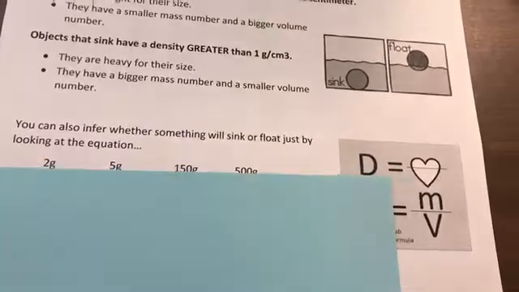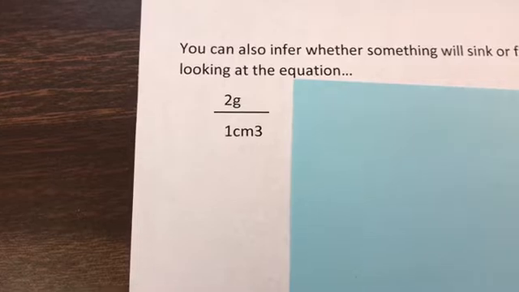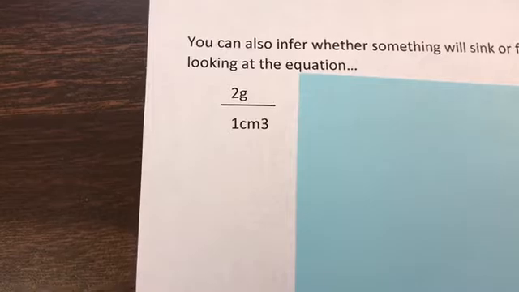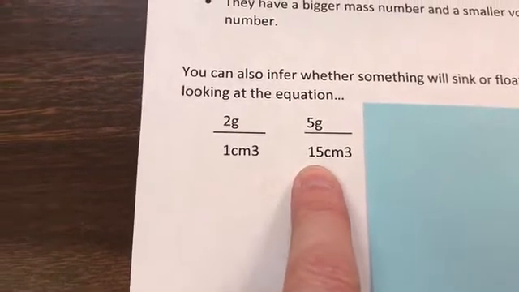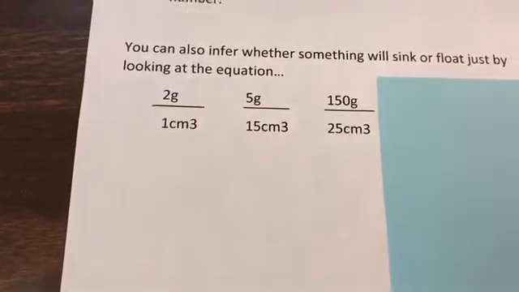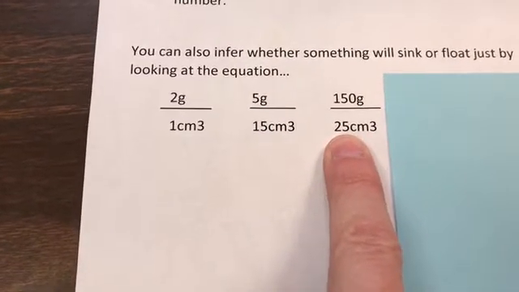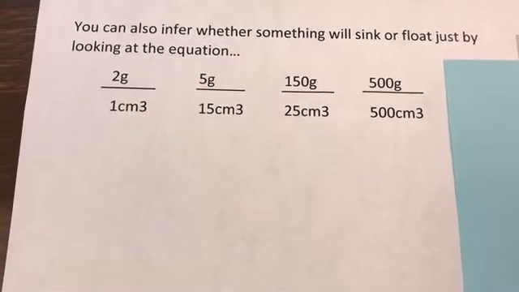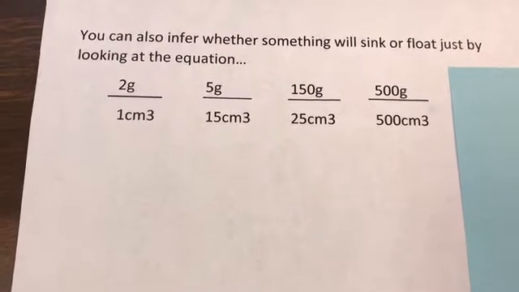So for example, something that was 2 grams in 1 cubic centimeter has a bigger mass number on top than its volume on the bottom, so you know it's going to sink. Something that has a smaller mass than its volume number, 5 is smaller than 15, that one's going to float if you put it in water. How about this one, 150 over 25? That one is definitely going to sink and fast. How about this one, 500 and 500? Those are the same, so it's probably going to float on top of the water, half above and half below.